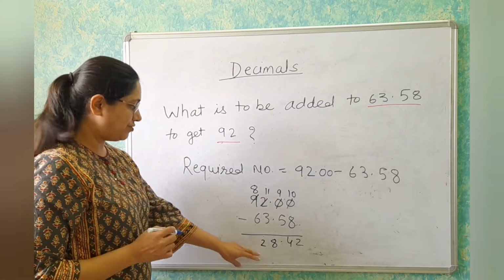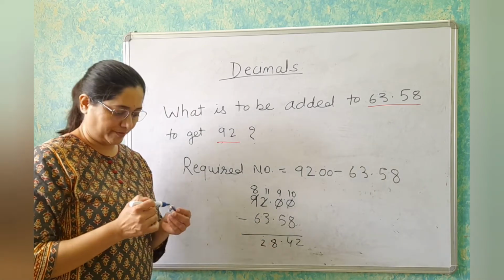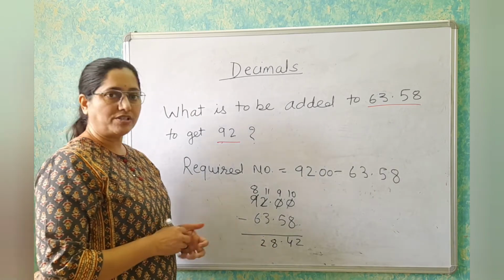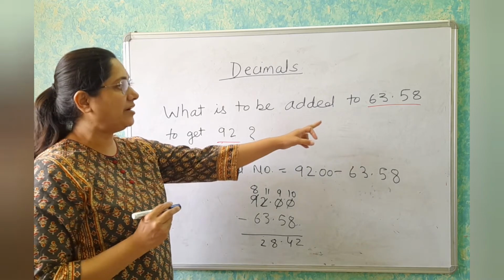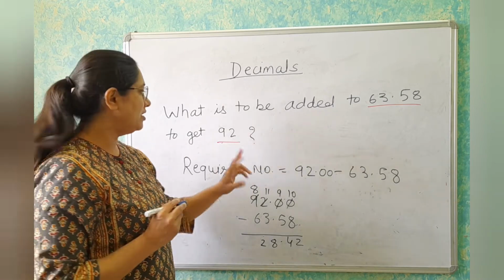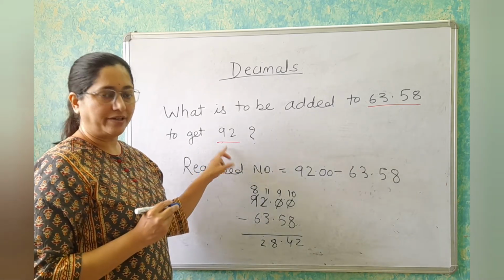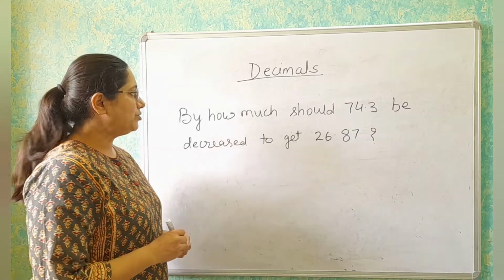So our answer is 28.42. So 28.42 is the required number which is to be added to 63.58 so that it will become 92. Let's take one more example.